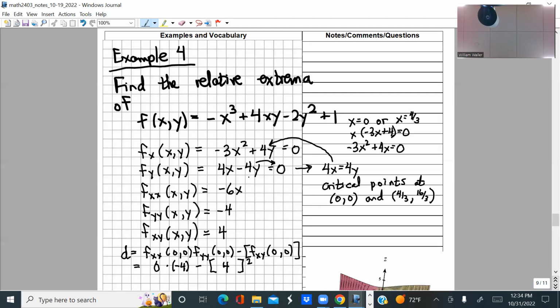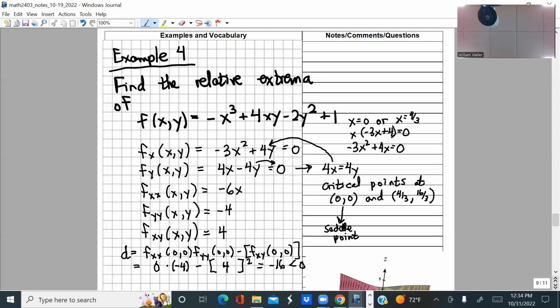Did we do f sub xy right there? There's f sub x, and then yeah, I think that's 4. So does this turn out to be minus 16, which is less than 0? So what does that mean? Saddle point, right? Okay, so this critical point is a saddle point.